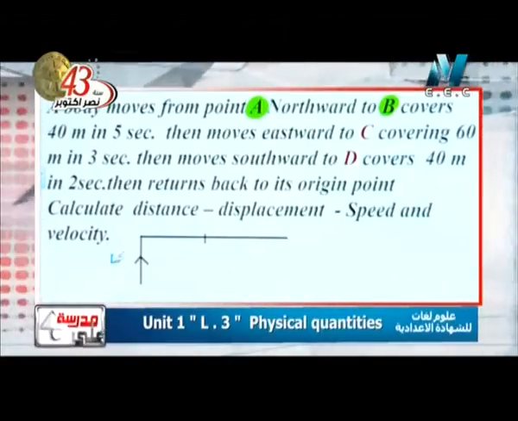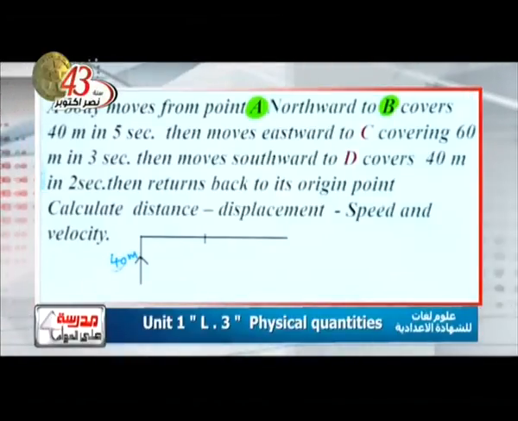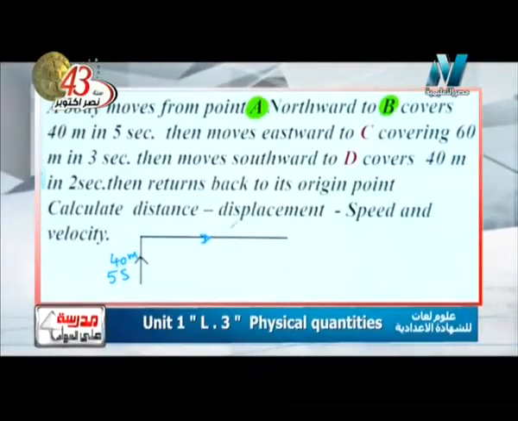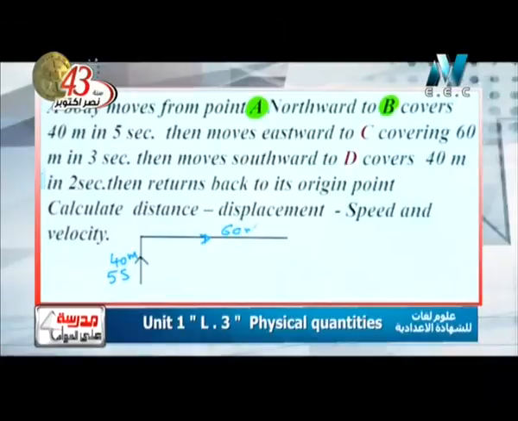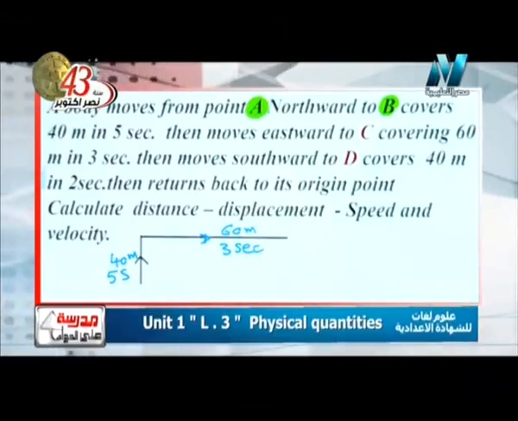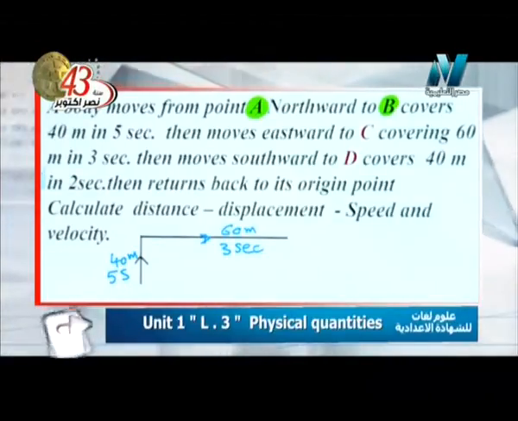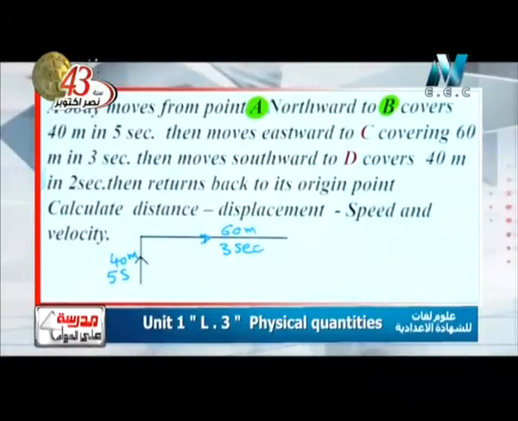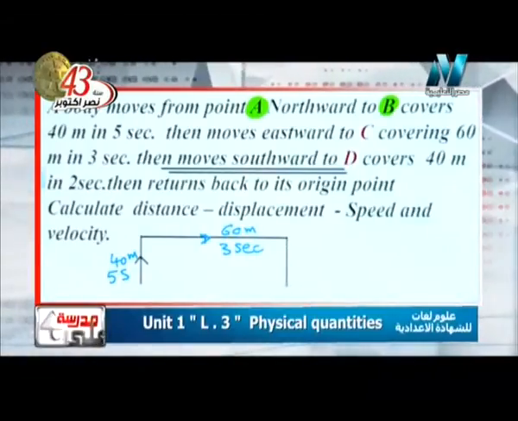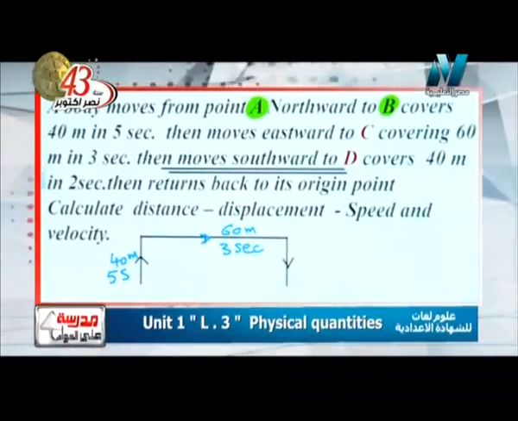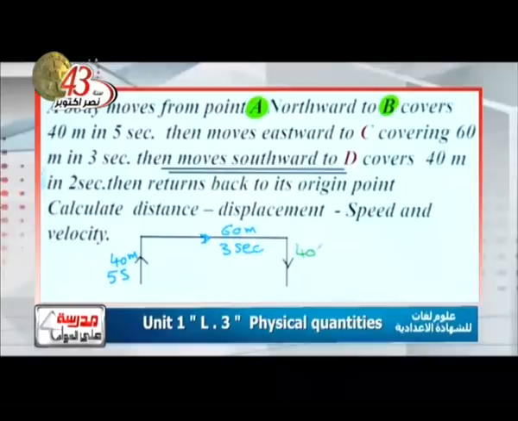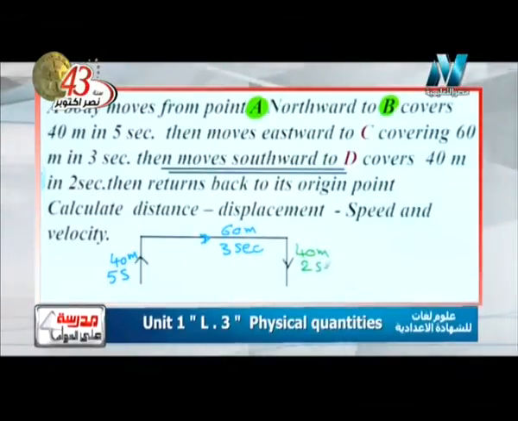So number 1: 40 meters, 5 seconds. Then here 60 meters, 3 seconds. Then go in this direction. How did I know? It said covering 60 meters in 3 seconds, then moving southward. So I say it went down like that, covering 40 meters in 2 seconds.